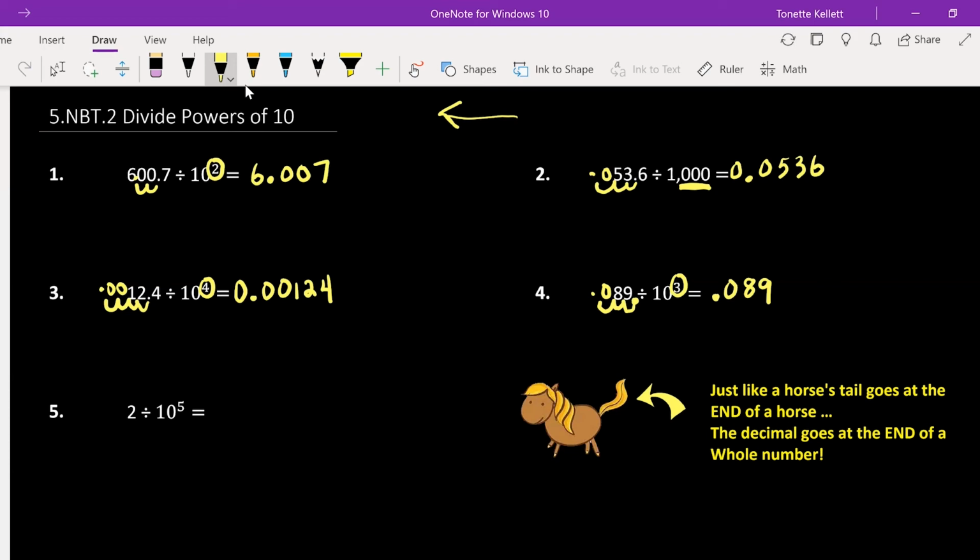You have no decimal here, number 5, so we're going to put a decimal at the end, and this time we go 5 spaces. 1, 2, 3, 4, 5. That leaves you with 4 empty spaces. So starting with the decimal point, 1, 2, 3, 4, and the number 2. You can put a 0 in front of that if you would like. And that takes care of dividing powers of 10.